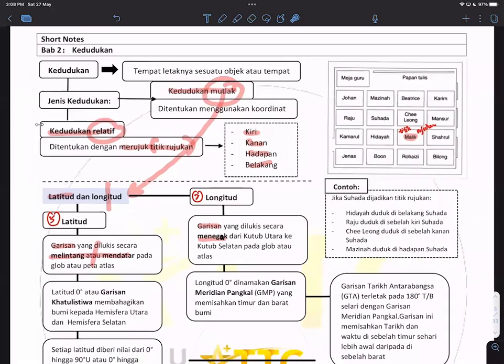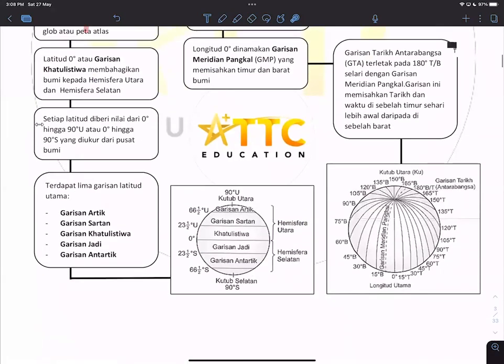So remember, latitude is actually one full circle. So let's say we have the Arctic, Selatan, Khatulistiwa, Jadi, and Antarctic, right? So the 5 lines of latitude are actually circles, full circles, around the Earth. So which line is longest, guys? Obviously, it is the 0 degree for Khatulistiwa, right? So a lot of students didn't know how to spell Khatulistiwa.